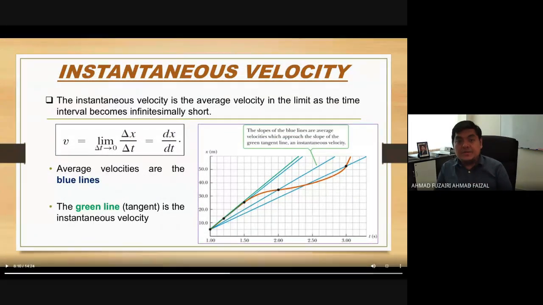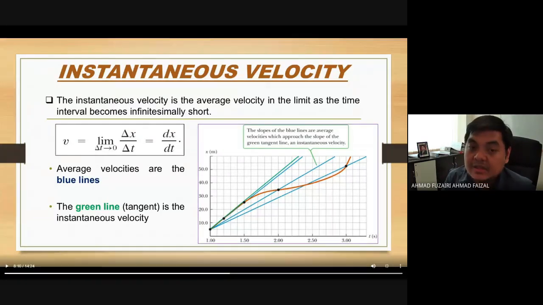Okay, so this is quite new. Maybe some of you already learned about instantaneous. That word comes from the word instant. It means that this is the instantaneous average velocity in the limit as the time interval becomes infinitesimally short. Meaning that the delta t cannot be zero, because dividing by zero will give you undefined.